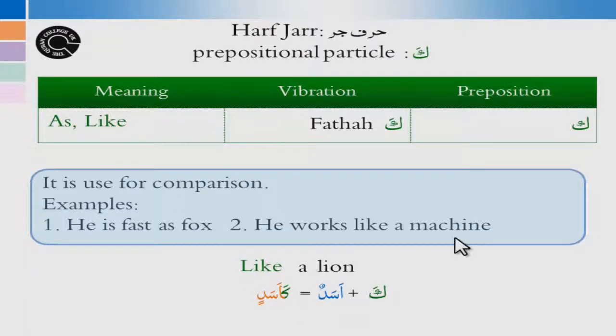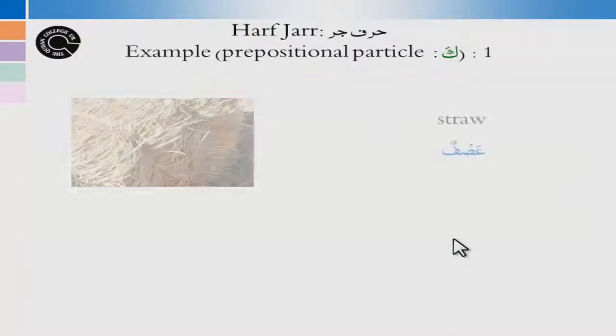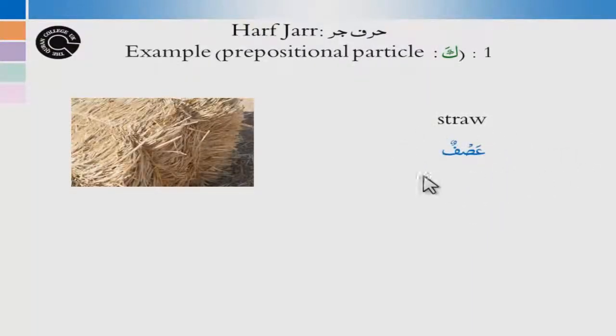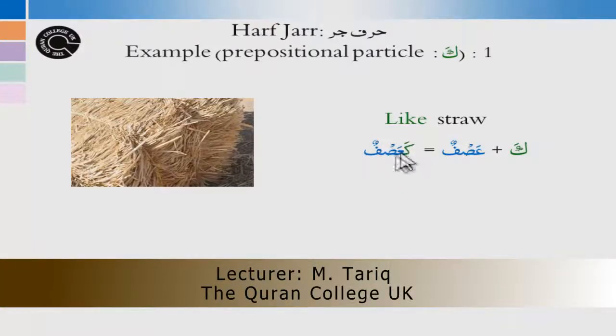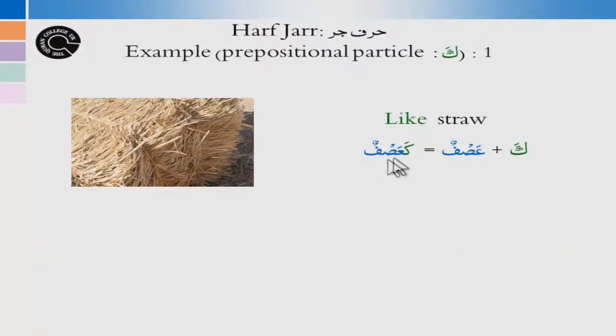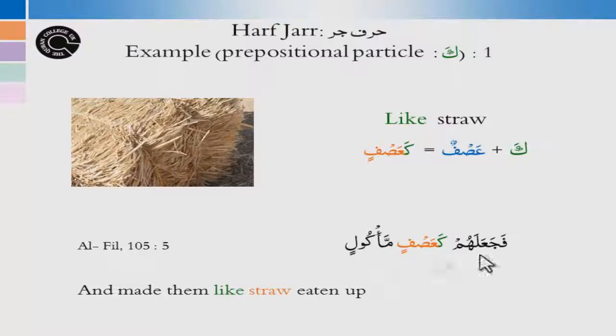Now let's take some examples from the Quran where it says asfun. Asfun means a straw, but if you wanted to say like a straw, you would put the ka in front of it, and then it will become ka asfun, and this kaf would then push this asfun into the jar case. It will then become ka asfin. Now this has been used in Surah Al-Fil, chapter number 105, verse number 5, where it says: faja'alahum ka asfin ma'kul. So ka asfin is like straw, ma'kul is eaten up, and faja'alahum means so He made them like eaten up straw.